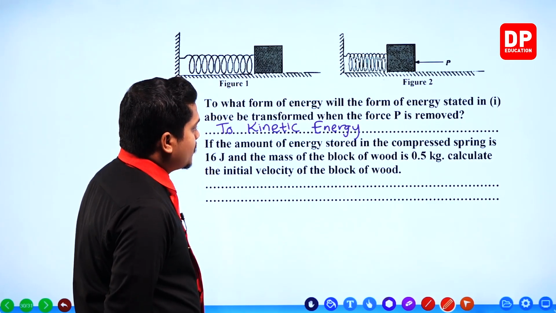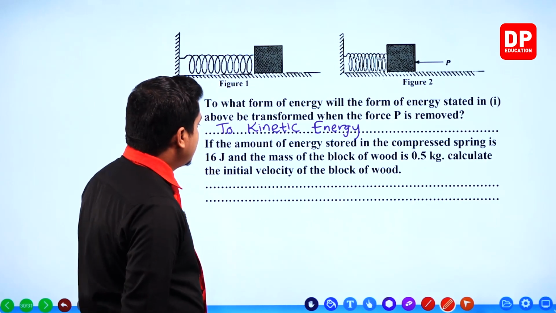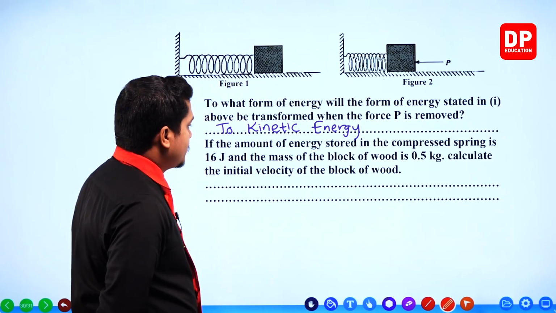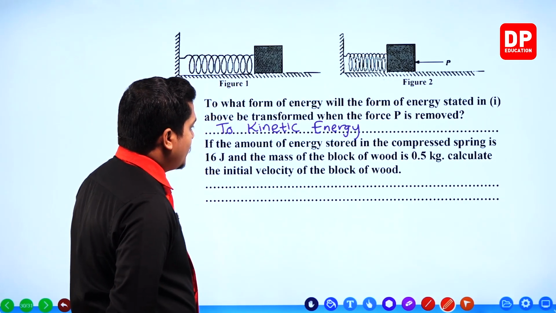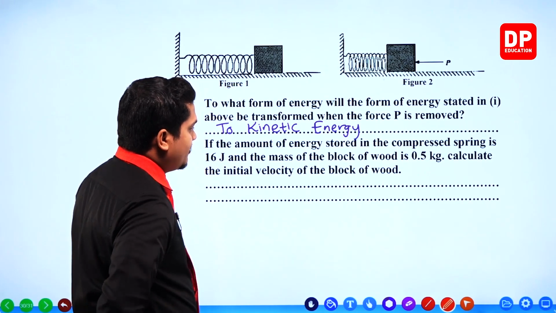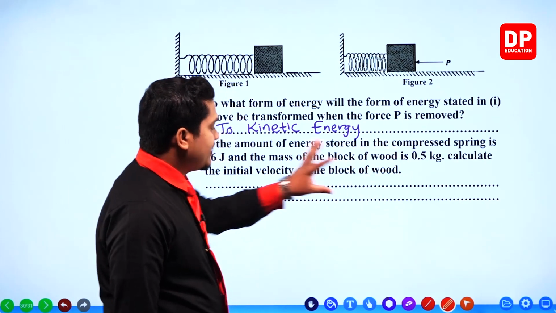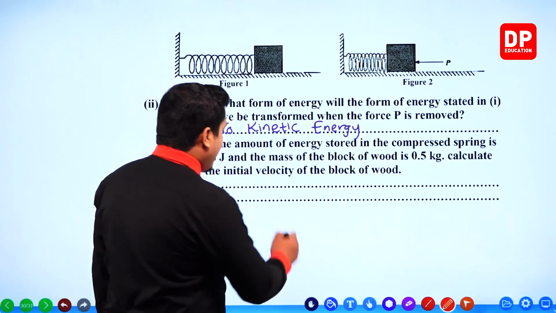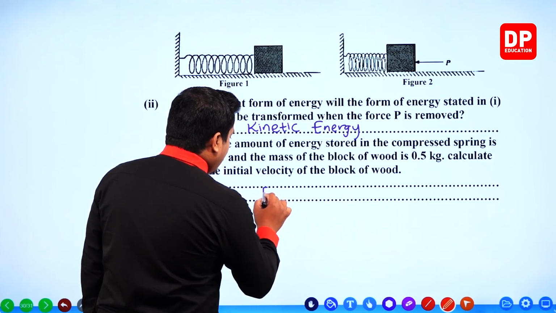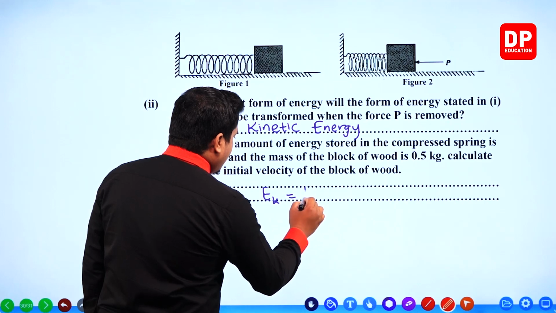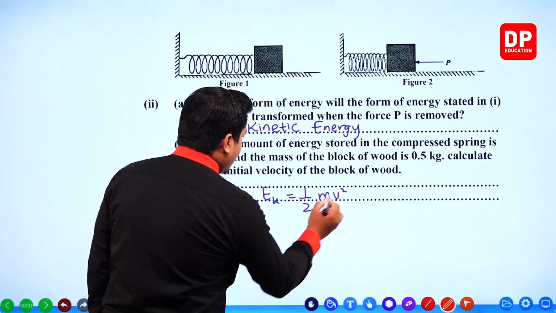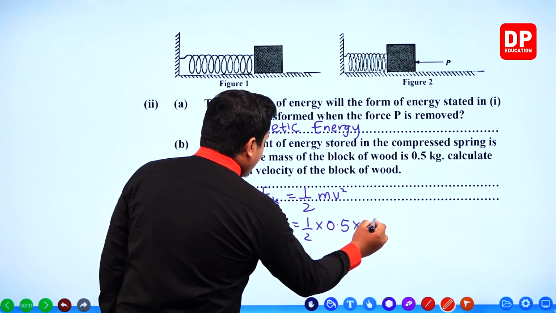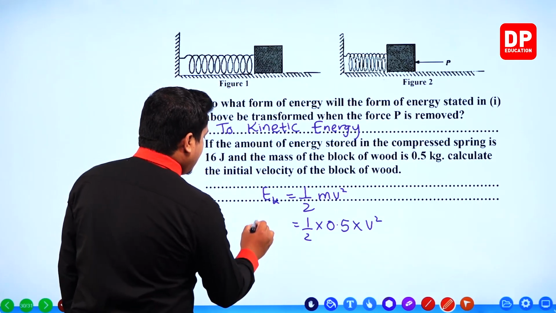If the amount of energy stored in the compressed spring is 16 joules and the mass of the block of wood is 0.5 kilograms, calculate the initial velocity of the block of wood. Initial velocity. Here the energy in the spring is given. That means that energy is getting converted into kinetic energy. So, we can apply the kinetic energy formula, which is half mv squared. Half into 0.5 into v squared is equal to 16 then.